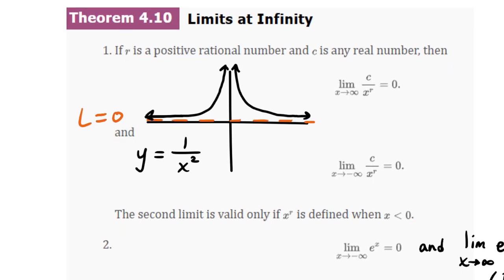Theorem 4.10 out of your e-text, limits at infinity. Number one, if R is a positive rational number and C is any real number, then the limit as x approaches infinity of C over x to the R equals 0, and the limit as x approaches negative infinity of C over x to the R equals 0.